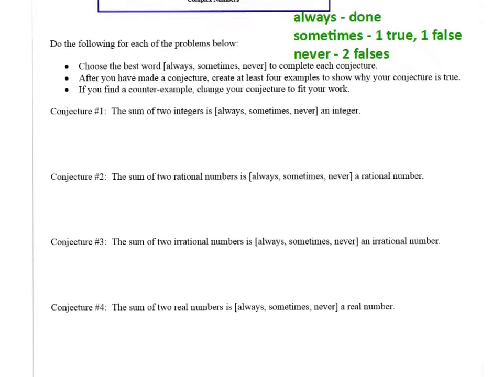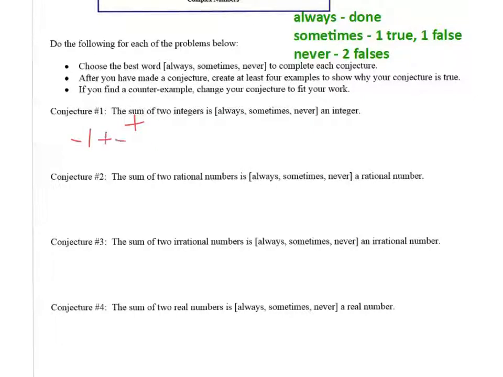So I'll do number 1 with you, and then we'll pause the video for you to try 2, 3, and 4. So 1 says the sum of 2 integers is always, sometimes, or never an integer. Okay, so integers are positive and negative whole numbers. So is there any way to add those, because sum is adding, is there any way to add those together and not get an integer? So let's think of some examples.